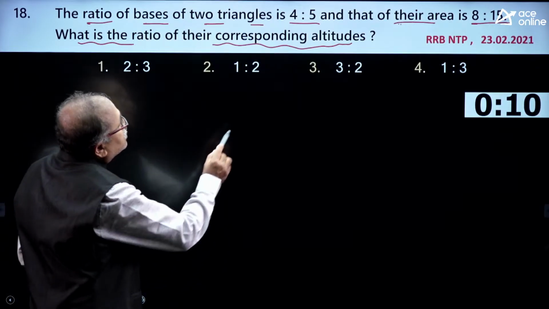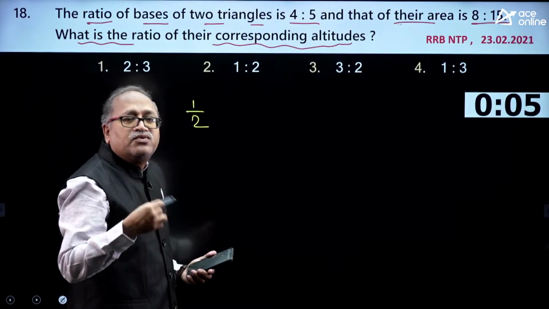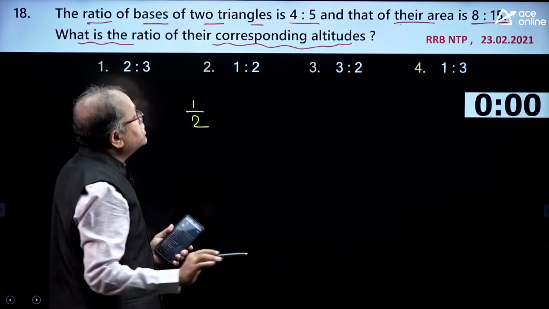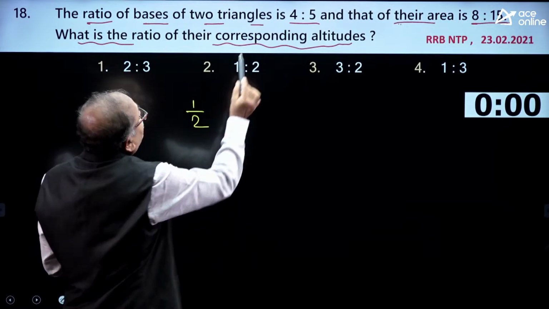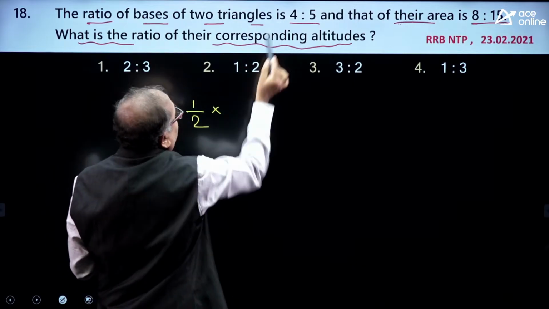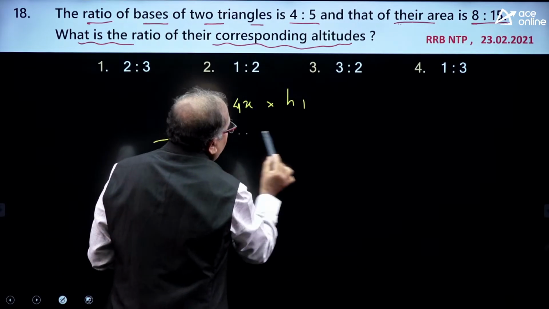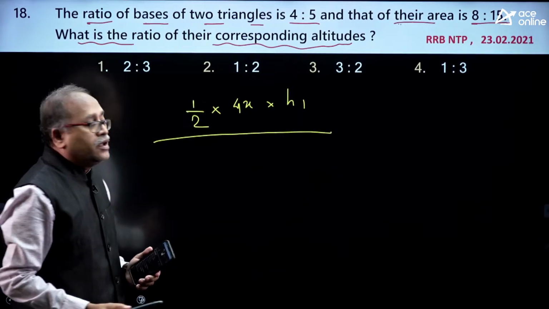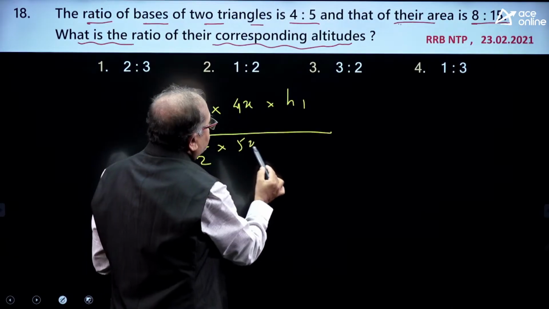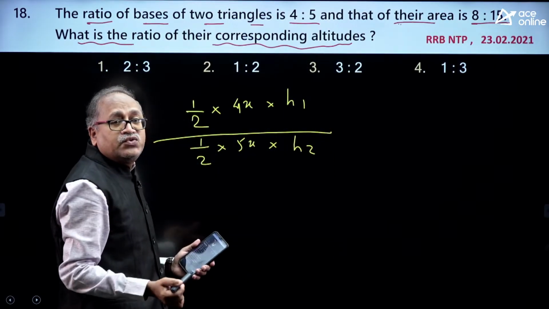So what is the area ratio? Needless to write this down, because if you know the whole thing, these things get cancelled. But still, for the sake of understanding for others, I am writing it. The base, I will write as 4x into h1, that is the area of the first one, half of base into height. And the area of the second one is half of 5x into h2. You are asked to find h1 by h2.